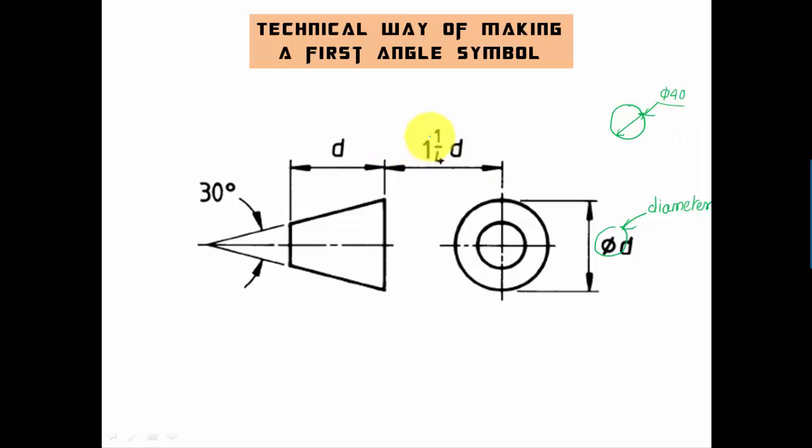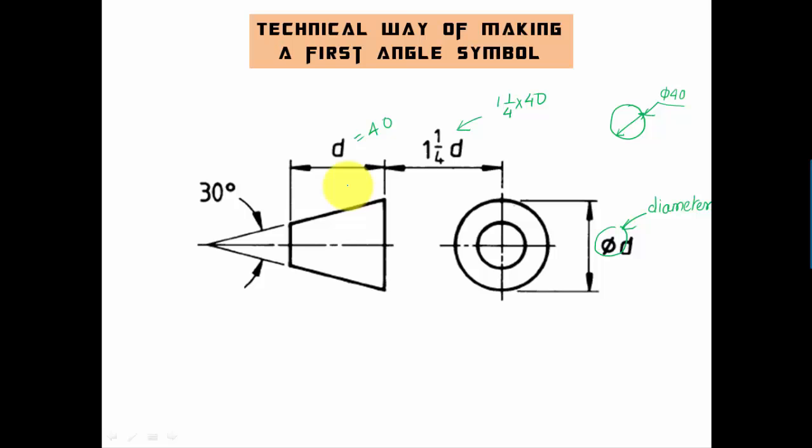And similarly, if this is 40, this would work out as 1 by 4 times 40, this distance, and this is obviously going to be 40, and that's it. This is how a symbol can be made in the bottom right portion of a drawing sheet. So guys, that was all about how this symbol can be made on a drawing sheet.